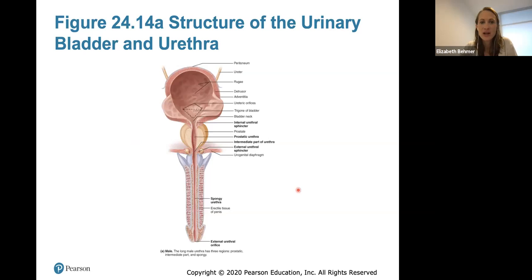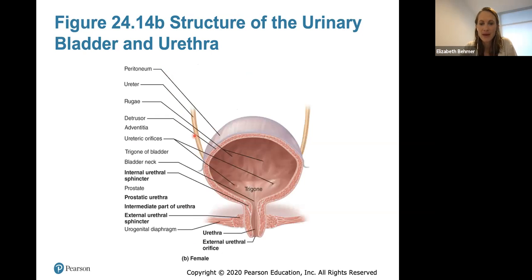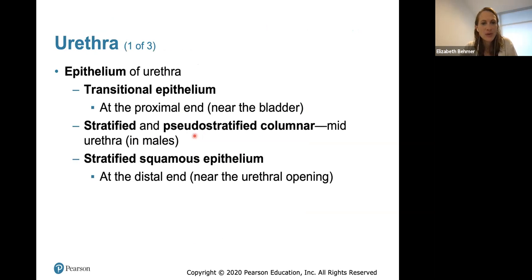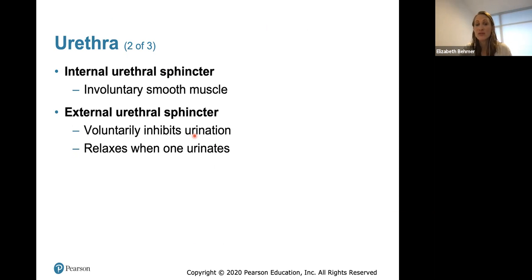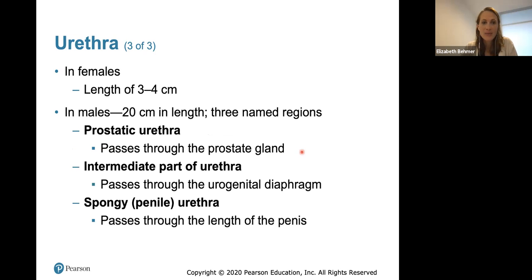Here's the structure of the urinary bladder and the urethra of the male. The urethra is a little bit longer in the male, and it travels through the prostate gland, unlike in the female. So we have transitional epithelium, stratified and pseudostratified columnar in males, and then stratified squamous epithelium near the urethral opening. We have an internal urethral sphincter, which is involuntary, so that will open involuntarily without you knowing it. But the external urethral sphincter is what we control voluntarily, and that will inhibit urination, and it will relax when one urinates. The urethra in females and males is a different size and length.